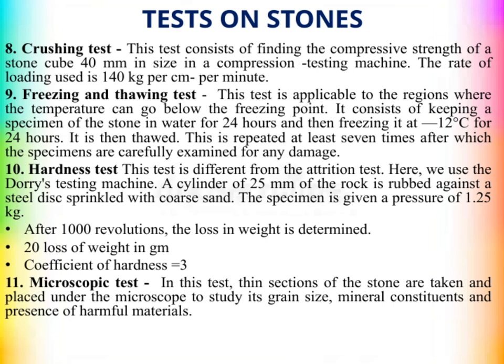Finally, there's the microscopic test. In this case, we prepare thin sections of the stone and examine them under a microscope. This allows us to study the grain size, mineral composition, and identify any harmful materials within the stone. Understanding these microscopic features is crucial for predicting how the stone will perform over time in different environments. Together, these tests give us a comprehensive understanding of the stone's properties, ensuring we select the most suitable material for our construction needs.